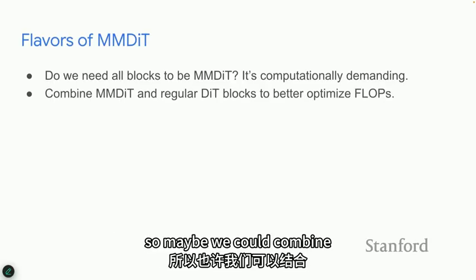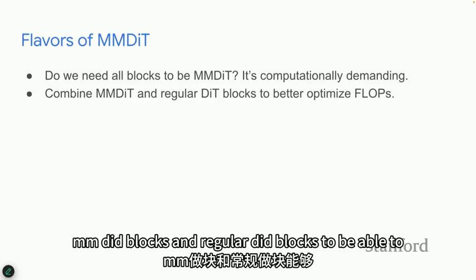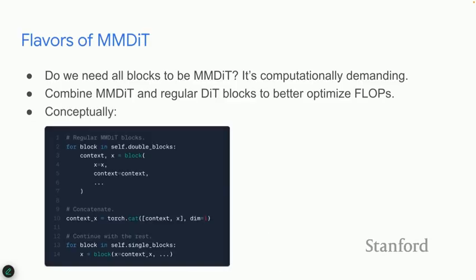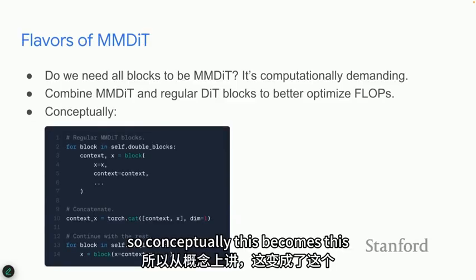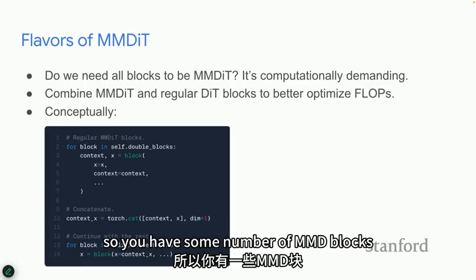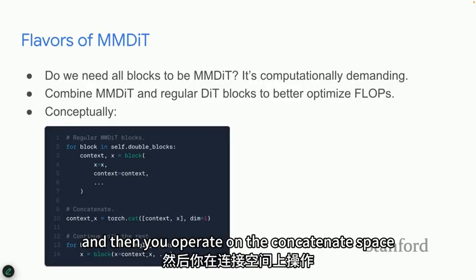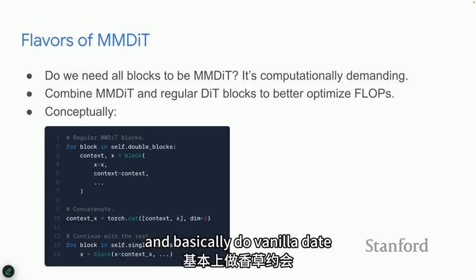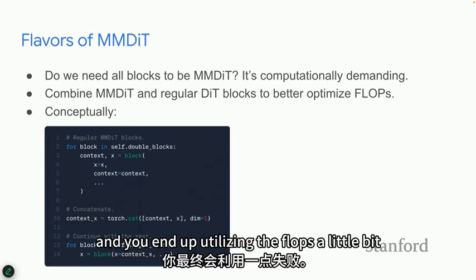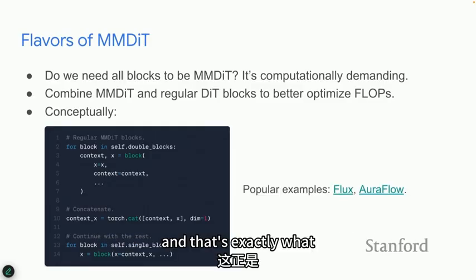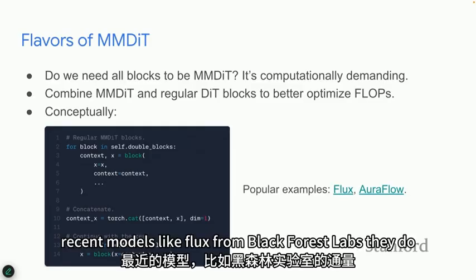So maybe we could combine MMDIT blocks and regular DIT blocks to be able to better utilize the flops. Conceptually this becomes this. You have some number of MMDIT blocks, you concatenate the final representation, and then you operate on the concatenated space and basically do vanilla DIT. You do not do MMDIT, and you end up utilizing the flops a little better. And that's exactly what recent models like Flux from Black Forest Labs do.